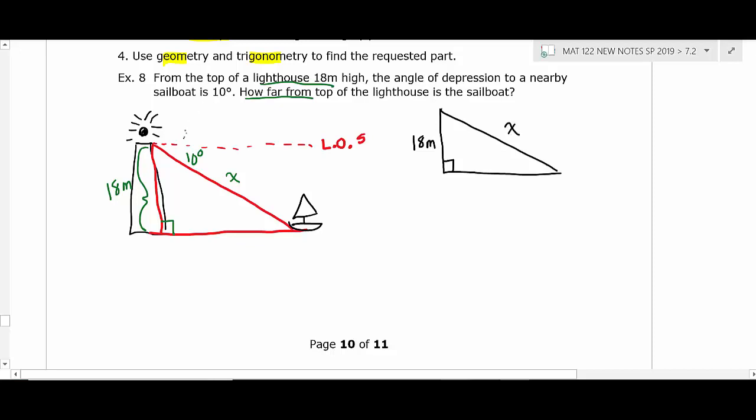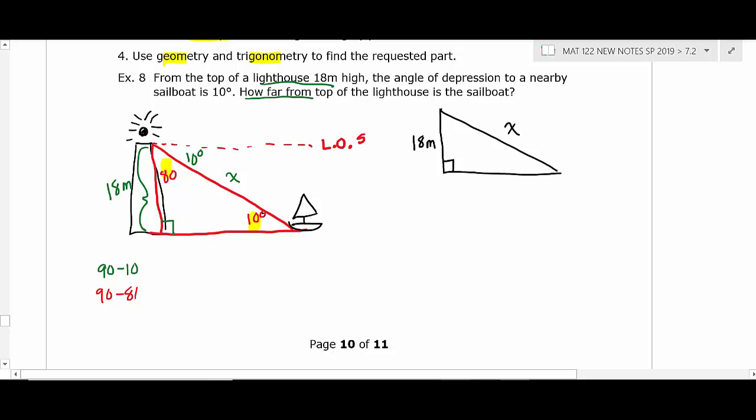Now, we've got to know either this angle, you have two choices. You either figure that angle out or you figure that angle out, because you're going to have an angle in here. And you have enough information to figure that out. One thing you could do is this angle right here would just be 90 minus 10. So that angle right there would be 80. And then this angle, remember these two angles add up to 90. So 90 minus 80 would be 10.